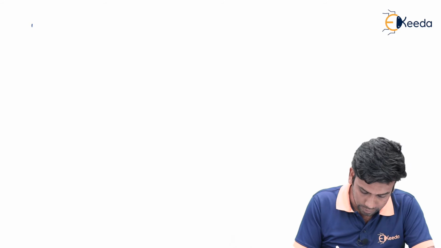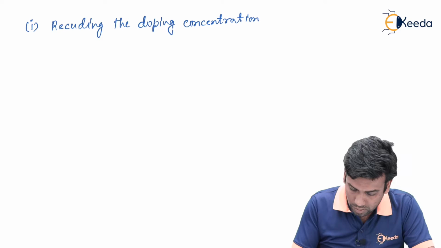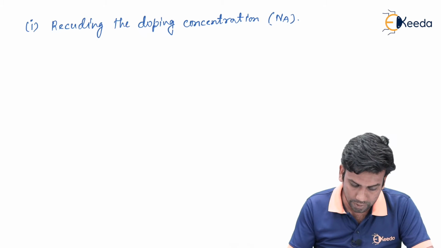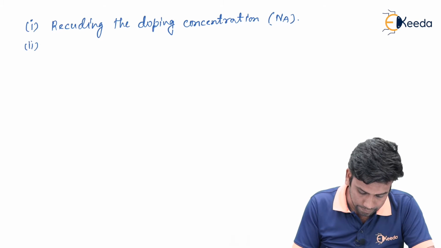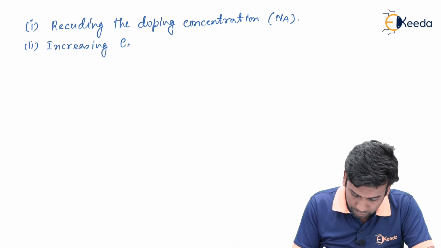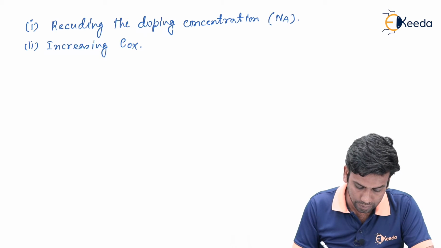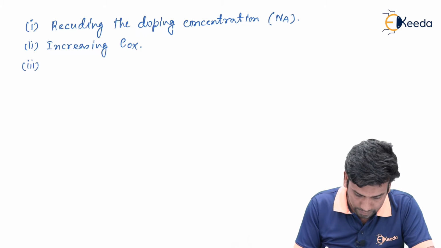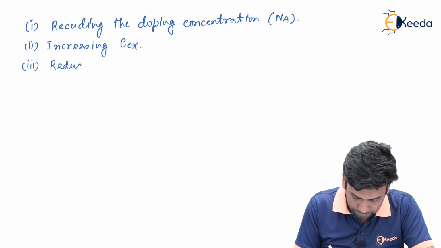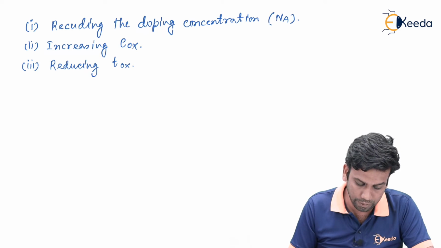The first one will be reducing the doping concentration, that is Na, in the substrate. The second one, by increasing the Cox value, that is the oxide capacitance per unit area value. Similarly, by reducing the thickness of the oxide layer, that is tox.